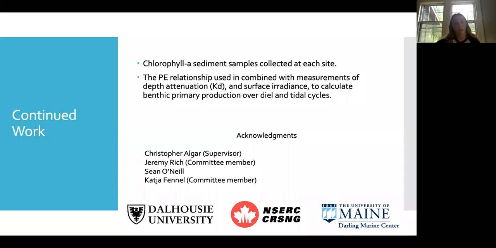Future work for this will include measuring the chlorophyll A samples that were collected during the time. Then we can look into the cell-specific chlorophyll A to see if there's a higher chlorophyll A present in the cells there, and that is why there's higher productivity and less productivity in the middle, rather than just biomass present. Then from here, the PE relationships will be used to combine with the measurements of the depth attenuation and surface irradiance to calculate the benthic primary productivity. And that is the main goal for the end of the study.